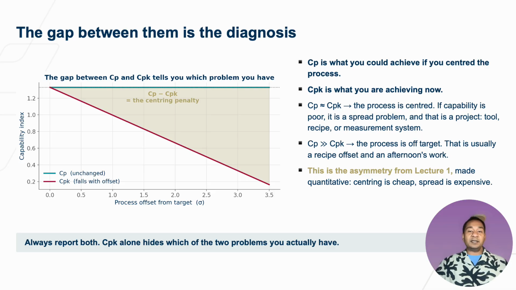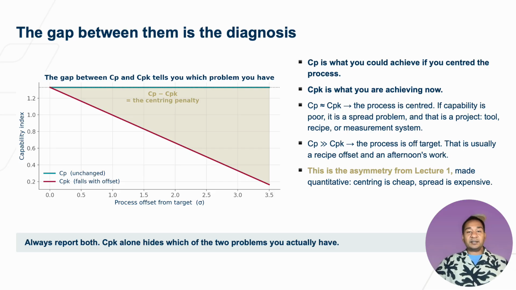CP approximately equals CPK: the process is centered, and if the capability is still poor, it is a spread problem, and that is a project, a tool upgrade, a recipe redevelopment, a better measurement system, months. CP much greater than CPK: the process is off target. That is usually a recipe offset, and it is an afternoon's work. Sometimes it is a single number in a controller.